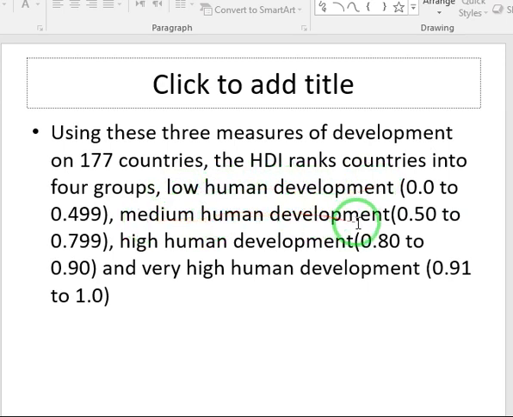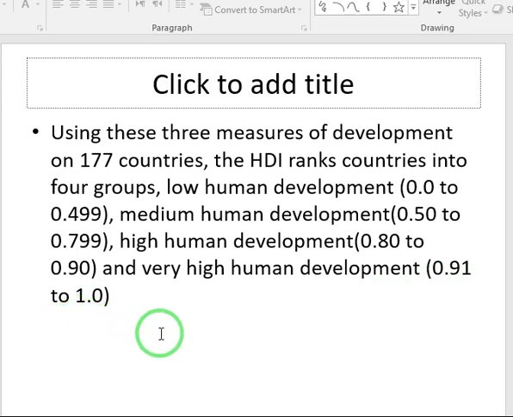Medium human developed country: the benchmark is 0.50 to 0.799. High human developed countries: 0.80 to 0.90, and very high human developed country is 0.91 to 1.0.